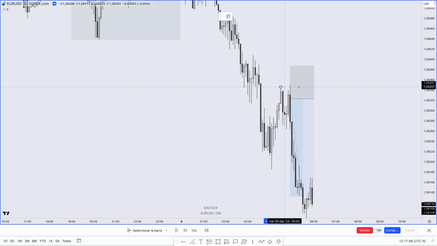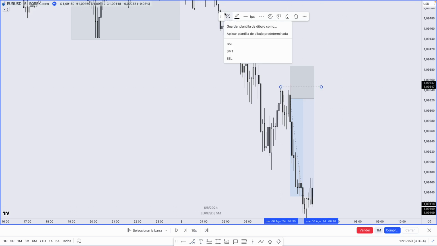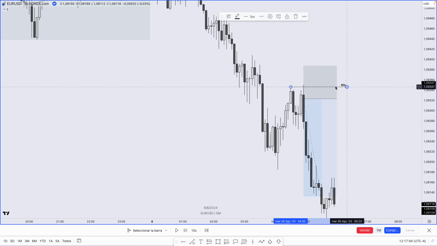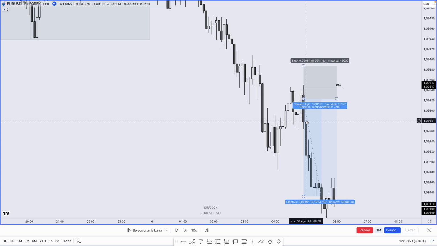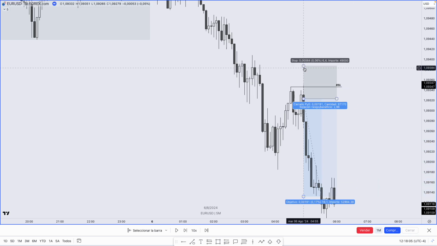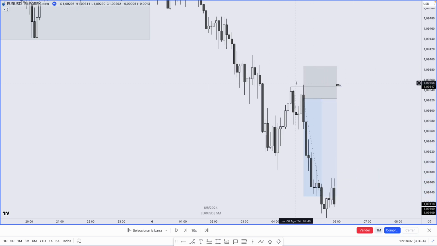What do we have here? The turtle soup. You see? This is a turtle soup, and it was SMT with GU. Then same, the next candle open was at 5 and it melted directly to my take profit. Stop loss was safe enough up here because the turtle soup had been made already.